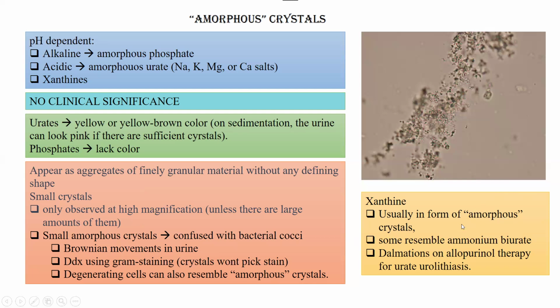Talking about xanthine, it usually appears in the form of amorphous crystals. It forms as amorphous crystals, but some of these also resemble ammonium biurate crystals. So you should be aware of that.